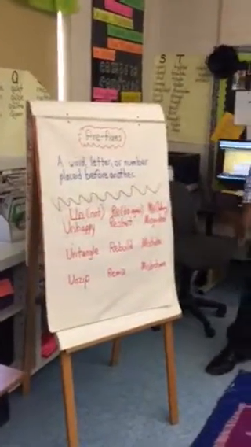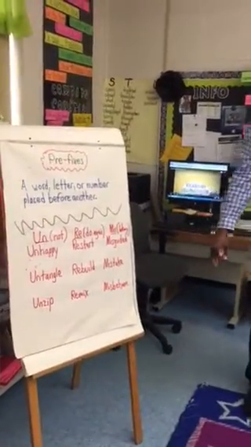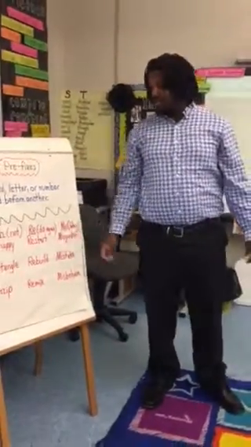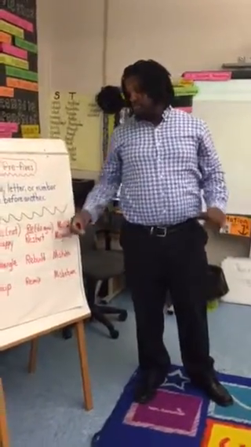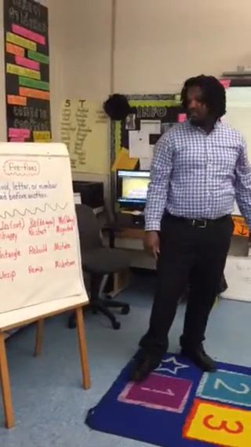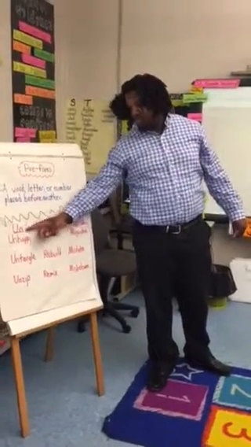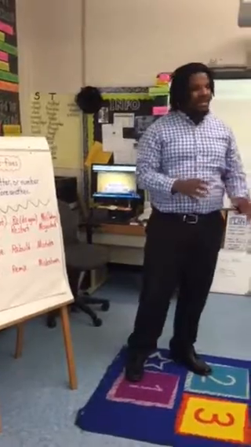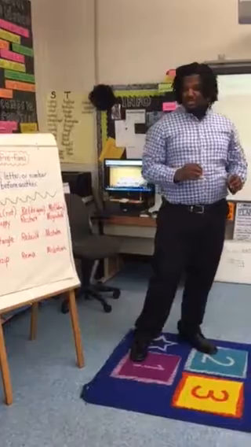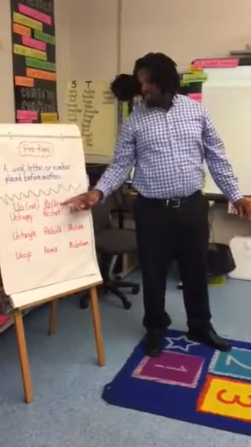So the definition of prefix is a word, letter, or number placed before another. And here's a couple examples of prefixes and what they mean. So un means not. Examples of words with the prefix un are unhappy, untangle, and unzip. Re means to do again.